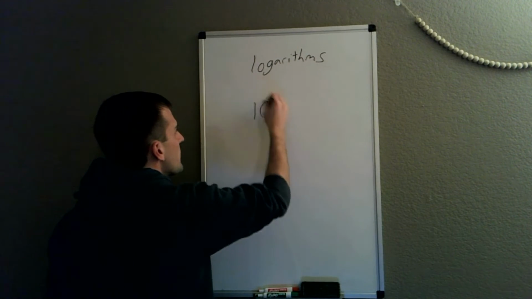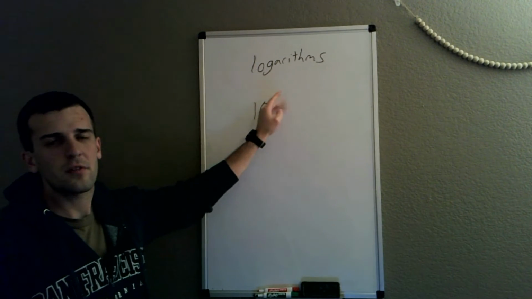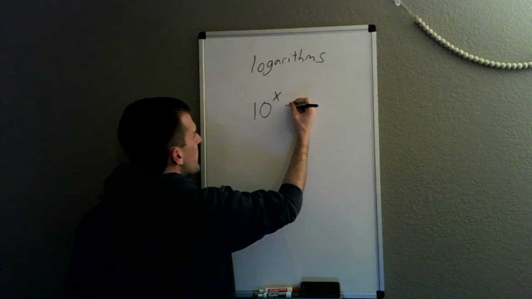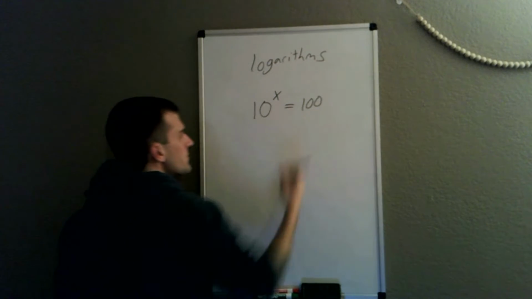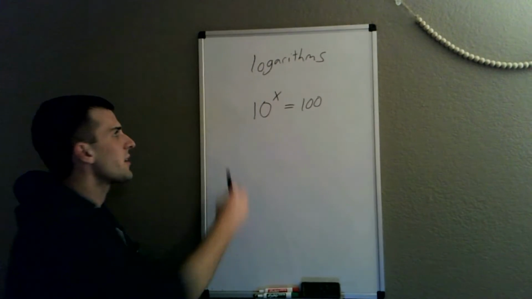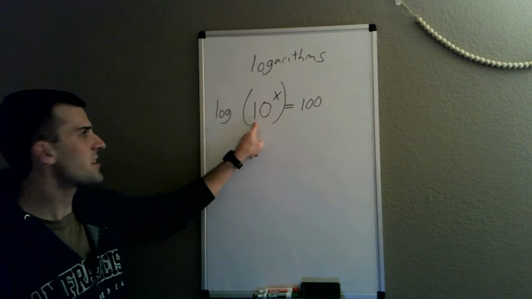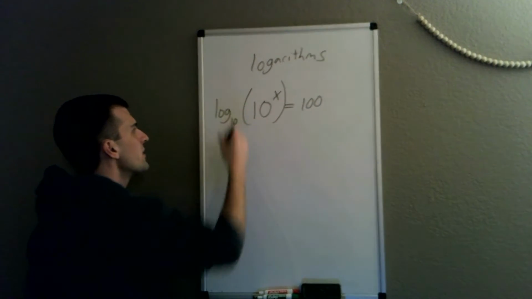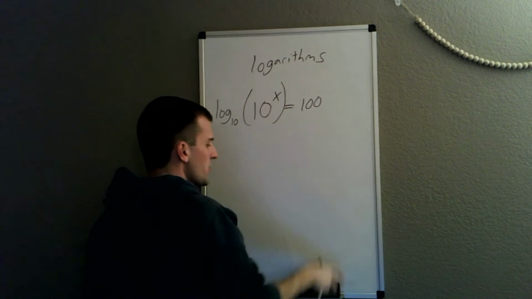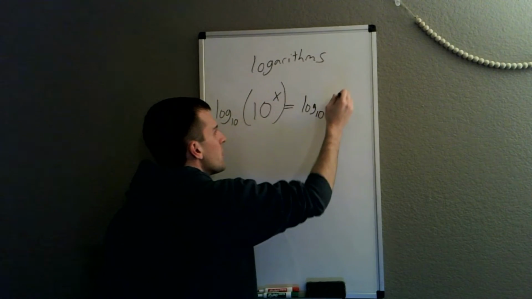Logarithms come up when you have an equation that has the variable in the exponent, and you want to figure out what that variable is. So let's say we have 10 raised to the power of x equals 100. Now how do we get x by itself if we want to solve this equation? To do that, we take the logarithm of both sides. Log, in this case, since the base is 10, we say we're taking the log base 10 of this side of the function. And whatever we do to one side, we have to do to the other side. So log base 10 of 100.